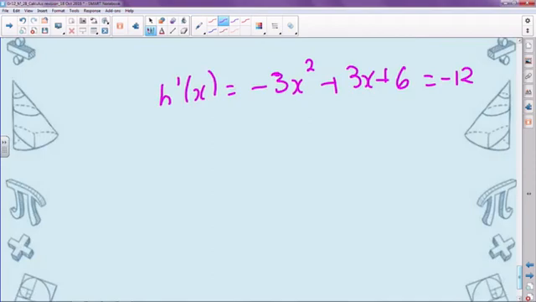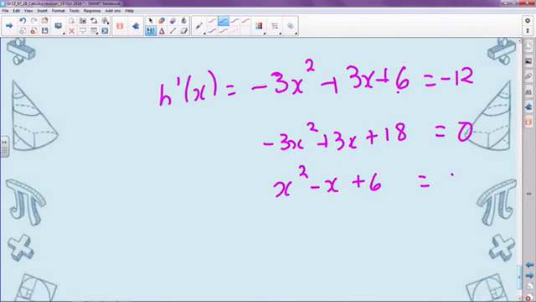So we're going to get the following. Minus 3x squared plus 3x plus 6 plus 12 will give me positive 18. You can then divide through by negative 3 and you'll get x squared minus x plus 6 is equal to 0. And then you can factorize that. So you get x minus 3 times x plus 2 is equal to 0.